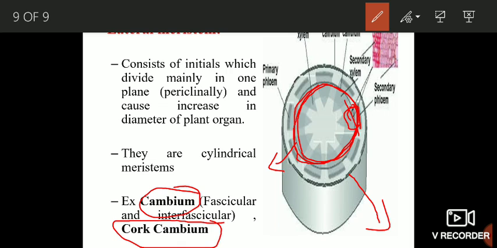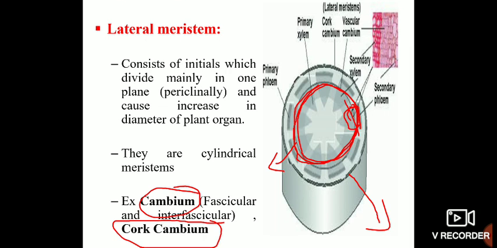Okay, this is all about the different types of meristems based on their position, and in the next part we are going to discuss the different types of meristems based on their origin, okay, and development.